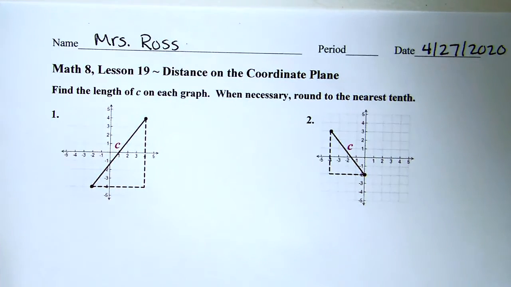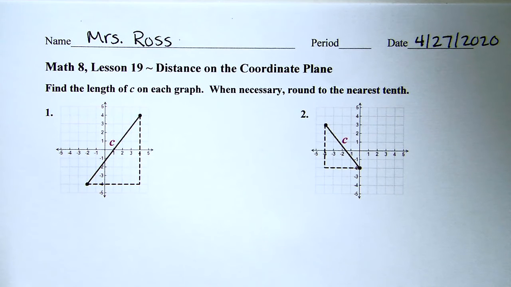For number 1, it says find the length of C on the graph. This has already been graphed for you, so you get to skip steps 1 and 2 of these problems. We're just going to start at step 3, and that was to find the lengths of the legs.